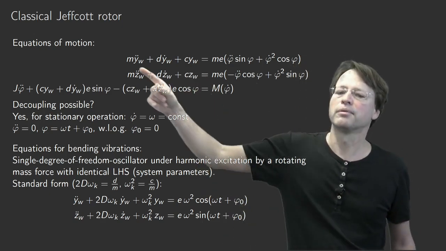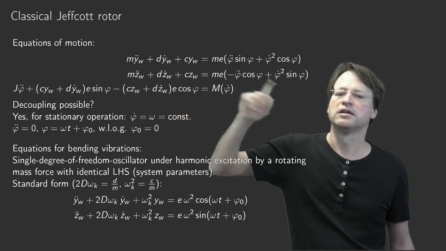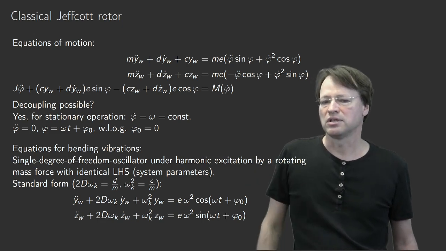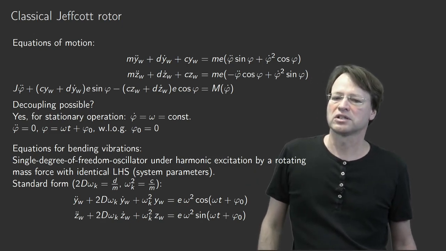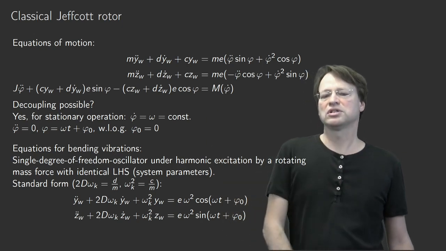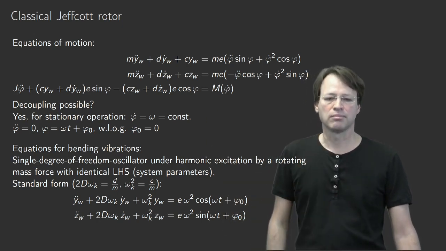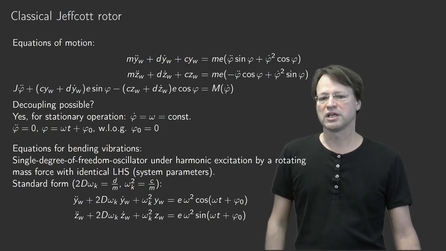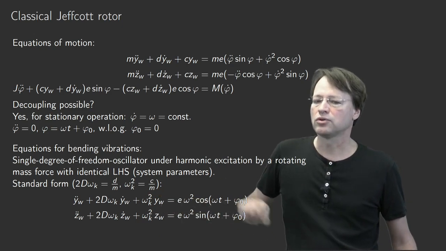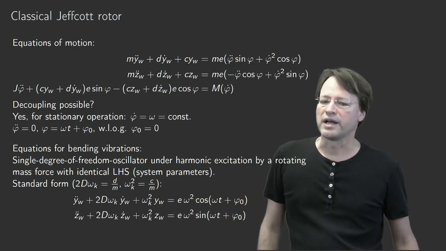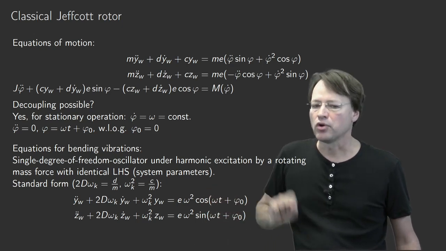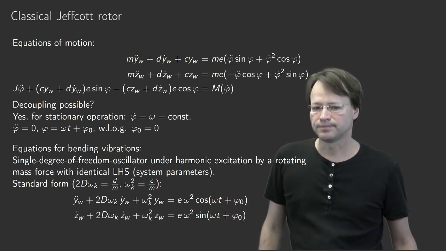And therefore all the parameters on the left-hand side of these two equations of motion are the same. We therefore have the same left-hand side of these equations, the same system properties, and these system properties are important for the representation of the solution, the particular solution that we want to compute for y and z. The only difference is the harmonic function on the right-hand side.